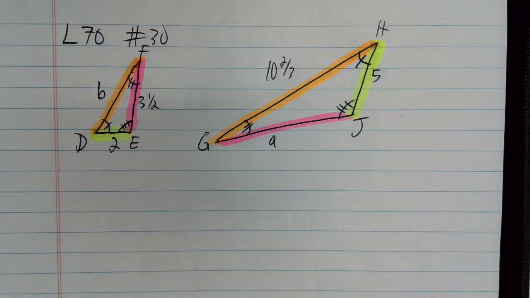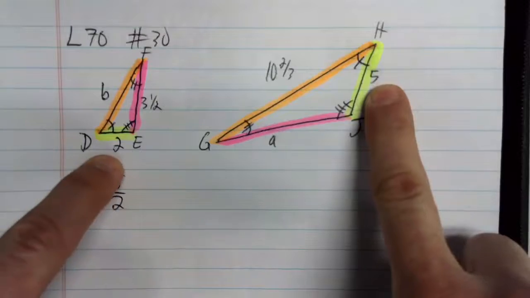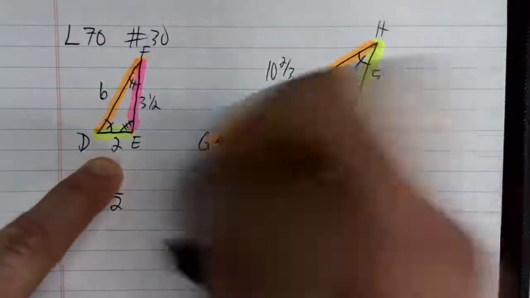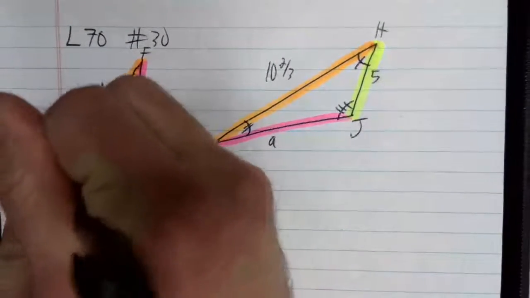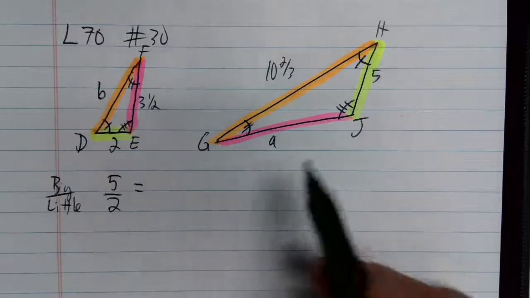What's the fraction that has numbers? 5 over 2. All right, so Autumn did big over little that time. Everybody catch that? And that's okay. 5 over 2, but notice they're both yellow. So 5 over 2, I've got to make sure I do big over little all the way across. So what's another big over little?